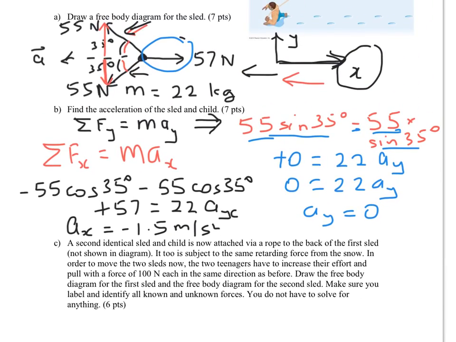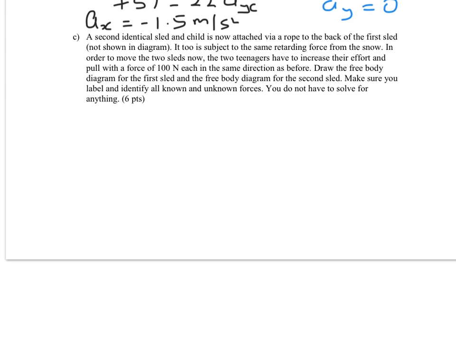Okay, let's see now. This is part C, the last part. A second identical sled and child is now attached via a rope to the back of the first sled. So you have a first sled, and then you take a rope and you tie another sled to it. So that's the problem. It says it's not shown in the diagram. Now, the second sled, it too is subject to the same retarding force from the snow.